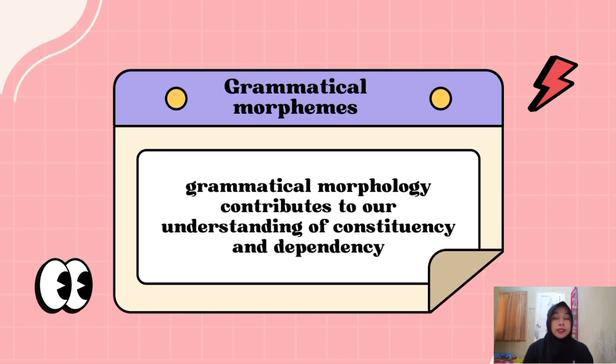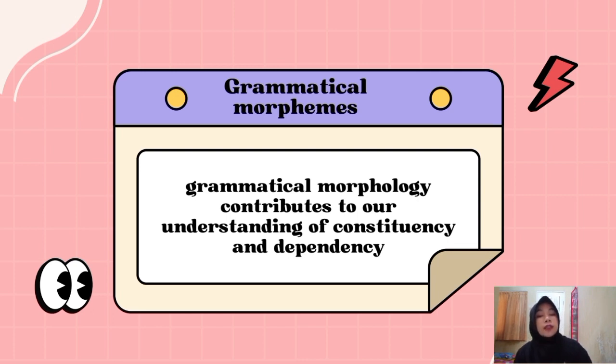Okay, the last is grammatical morphemes. Grammatical morphemes contribute to our understanding of constituency and dependency. Or in simple terms, these are word parts that tell us about tense, number, or other details. For example, adding -ed to "walk" to show past tense.